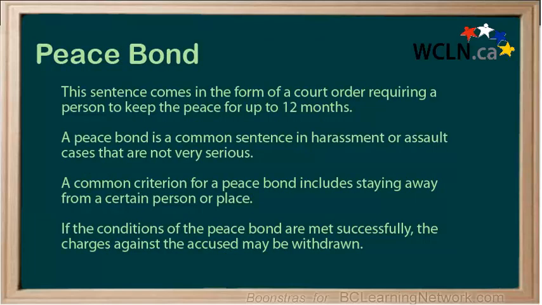A peace bond comes in the form of a court order requiring a person to keep the peace for up to 12 months. A peace bond is a common sentence in harassment or assault cases that are not very serious. A common criterion for a peace bond includes staying away from a certain person or place.